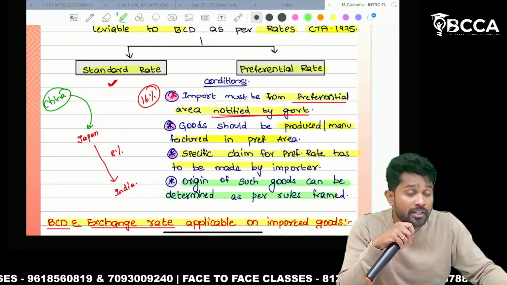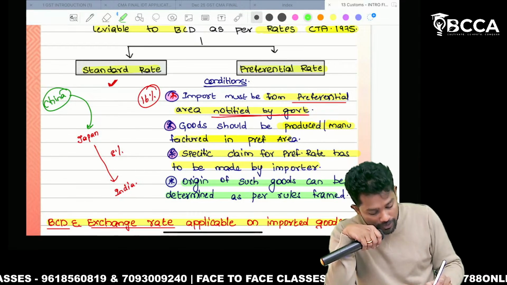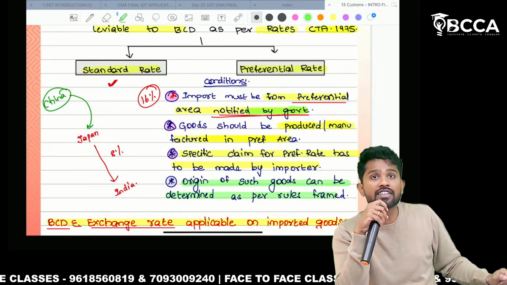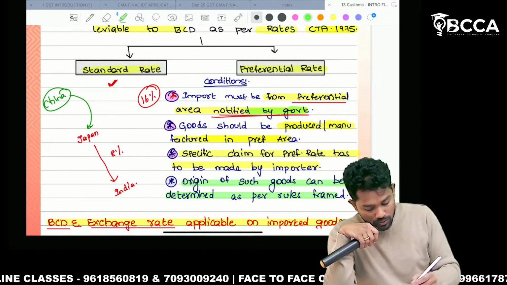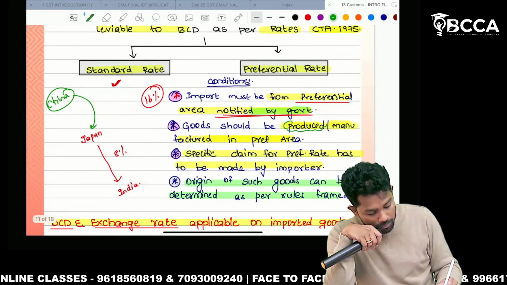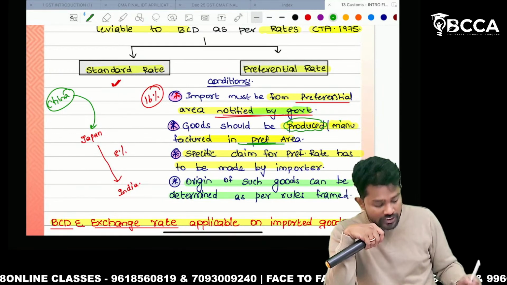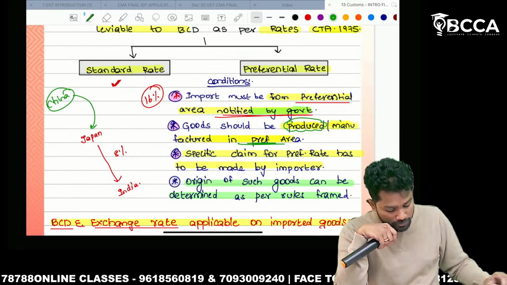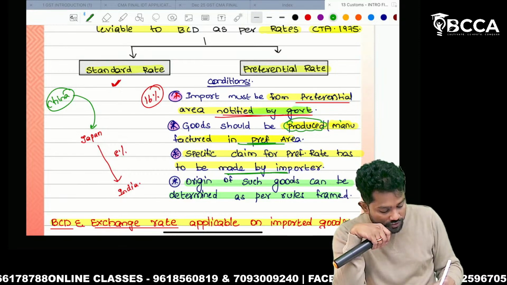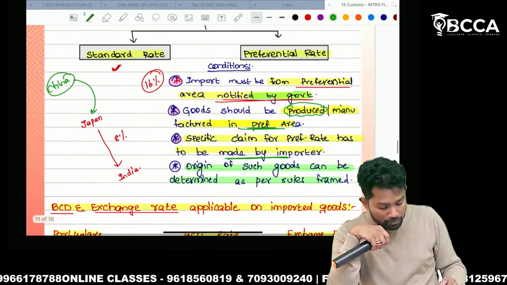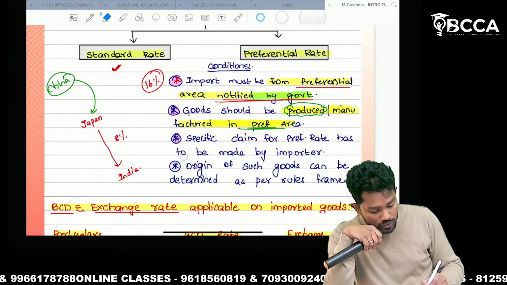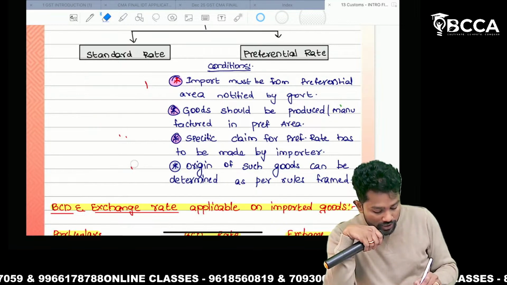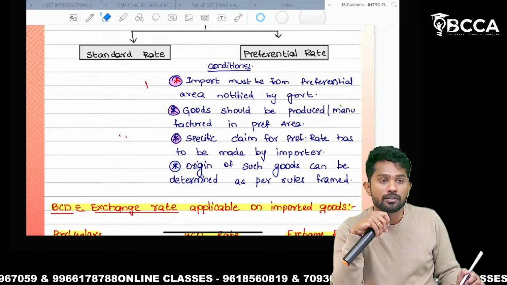Import must be from where? Preferential area. Notified by whom? Government. And the goods should be produced or manufactured within the preferential area. And then a specific claim for preferential rate has to be made by the importer, and then the origin of such goods can be established as per the rules framed. If these 4 conditions are satisfied, then you can go for the preferential rate.